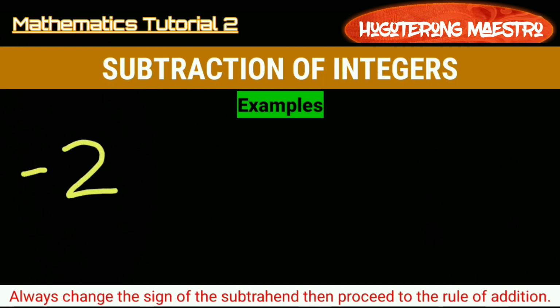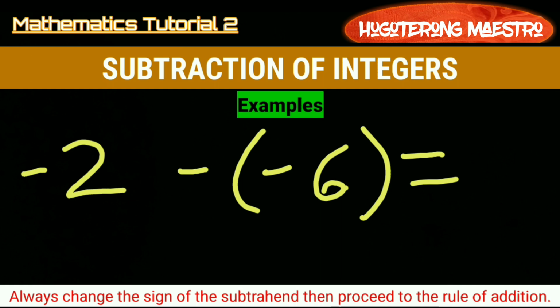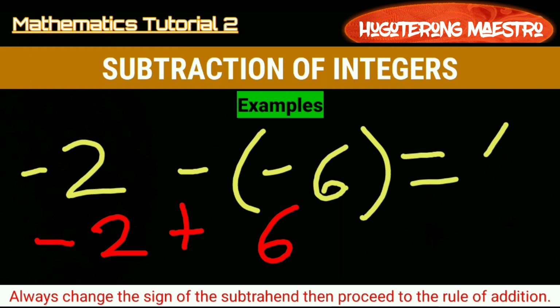Next example, negative 2 minus negative 6. We will change first the operation into addition. At pagkatapos dyan, ay i-change natin ang sign ng subtrahend. So ngayon, balikan na natin ang rule of addition. Dahil hindi siya parehas ng sign, we will subtract the bigger number to the smaller one. That is 6 minus 2, and the answer is 4. Pagkatapos, ay i-follow natin ang sign of the bigger number, which is positive. Therefore, negative 2 minus negative 6 is equal to positive 4.